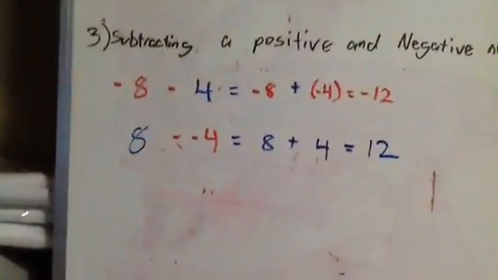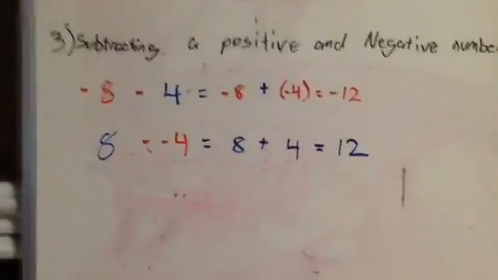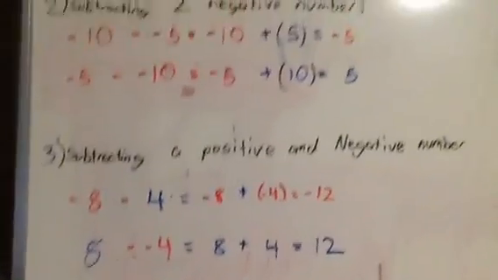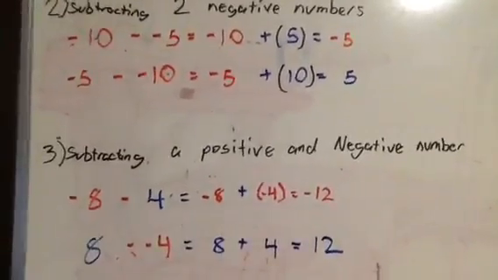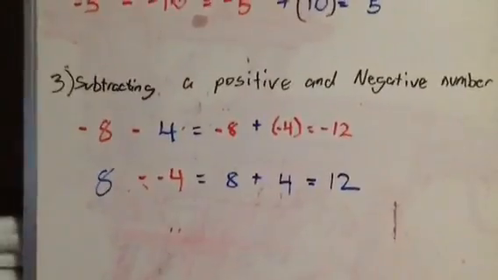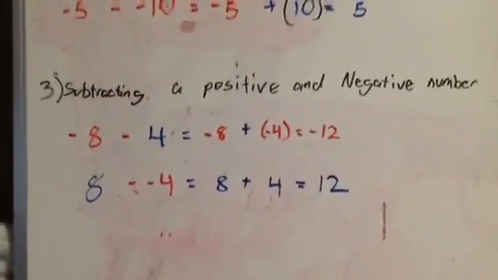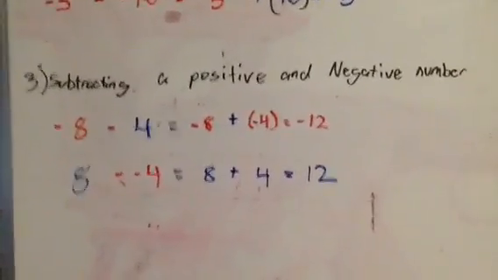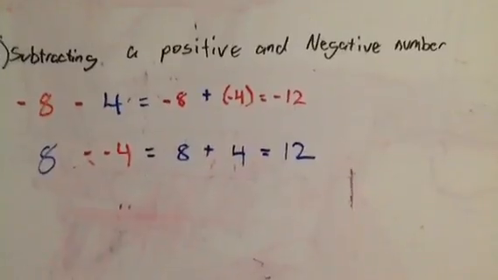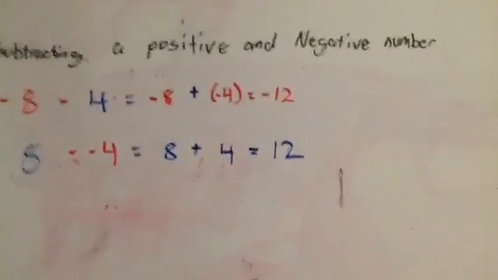In the next example, you have positive 8 minus negative 4. So you put it in parentheses, and if you can remember from subtraction, when you put a negative number you're subtracting in parentheses, it becomes a positive number. So you have 8 plus 4, and you get 12. I'll see you in the next section, which is multiplying integers.